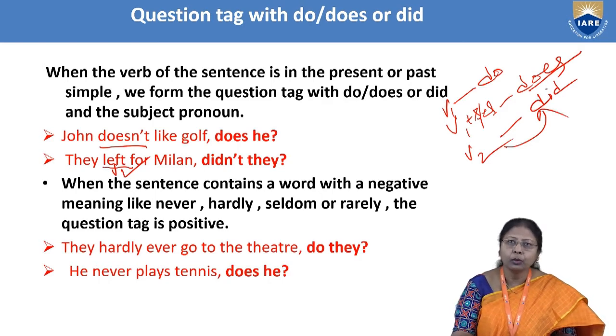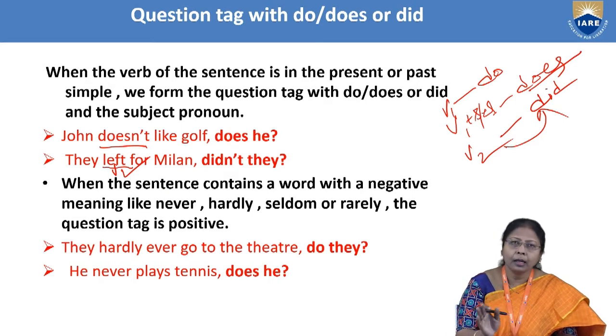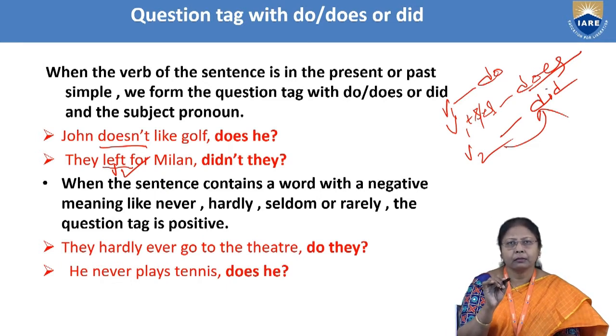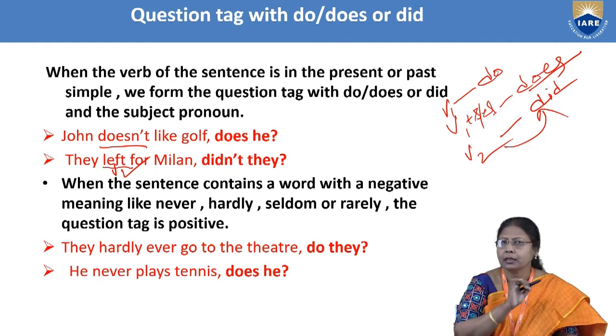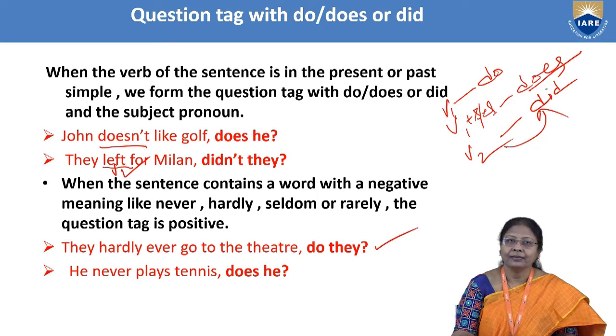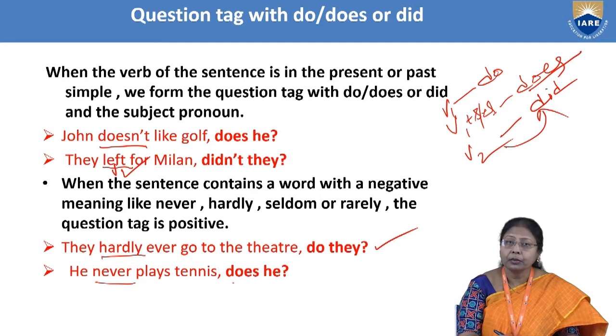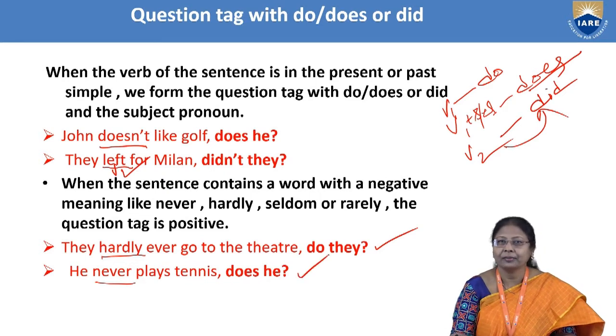They hardly ever go to the theater. That means they didn't go to the theater. Might be 0.5% here and there they went, but I think that comes under zero only. So this is a negative sentence. They hardly ever go to the theater is a negative sentence, so it has taken do they. Do they? He never plays tennis. Never plays tennis means no, he didn't play. Hardly, never. So it's a negative sentence. So does he? Does he?